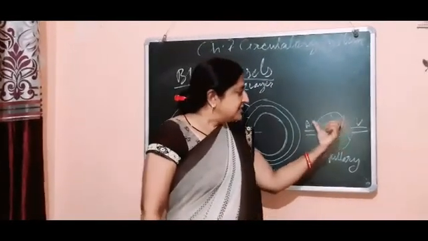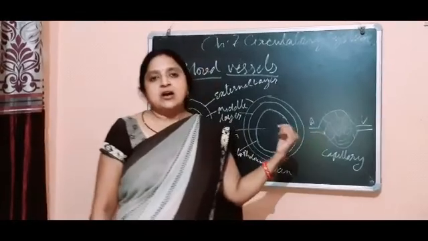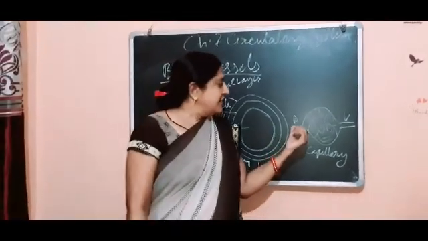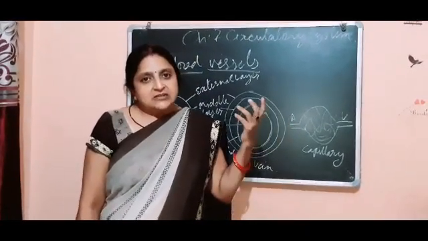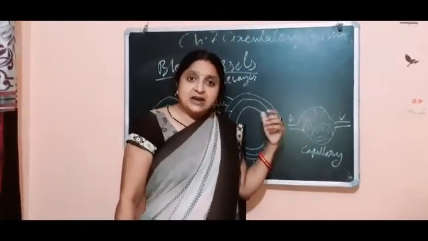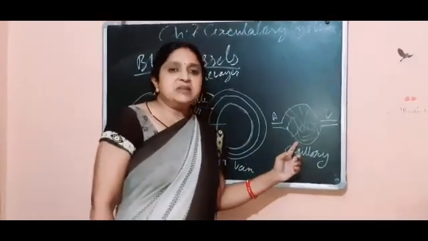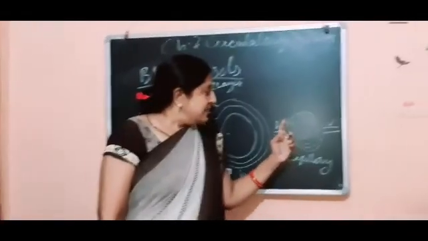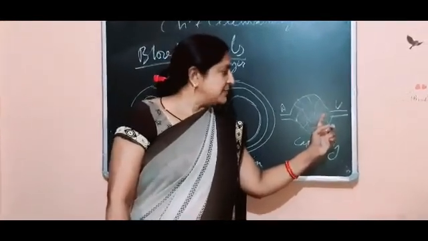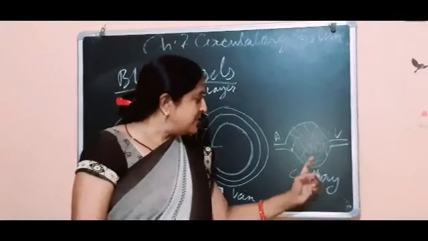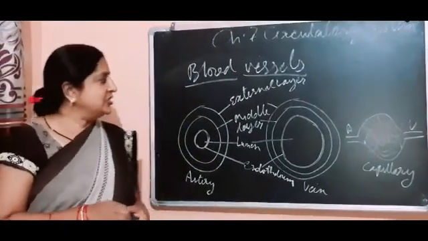Now the capillary. The function of the capillary is to join the artery to the vein. Small arteries are called arterioles. When arterioles supply the blood to the cells, they supply it through these capillaries. And after the respiration process, these capillaries collect the deoxygenated blood, then supply it to the veins. In this way, these capillaries connect the artery to the veins. This is all about the capillary.